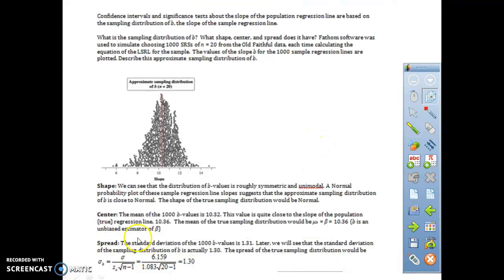And down here, and I'm going to go into this more later, the spread will be roughly 1.30. I think the actual standard deviation is 1.30. The standard deviation of our 1,000 B values was 1.31. And you can see here there's a formula that we're going to follow, and we'll talk about that in just a minute.